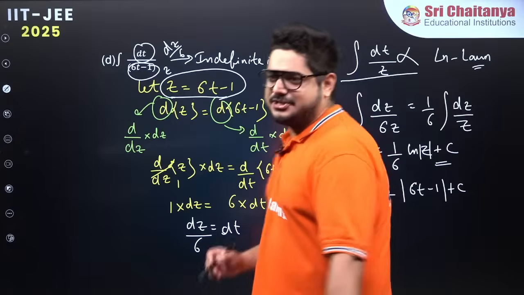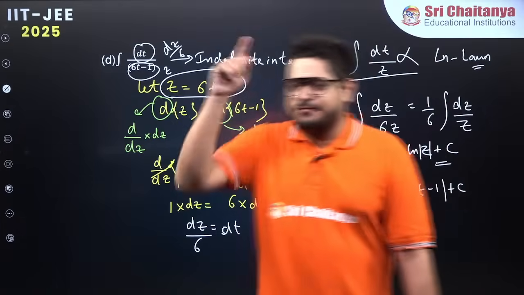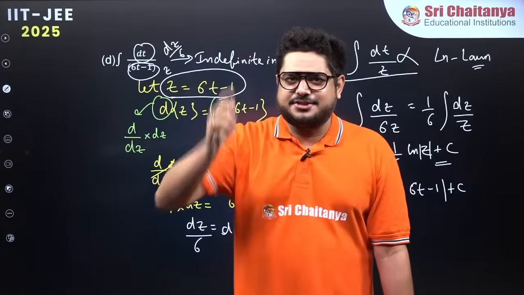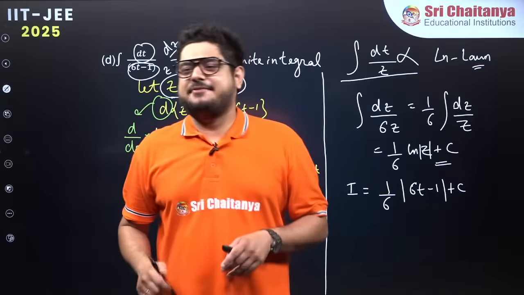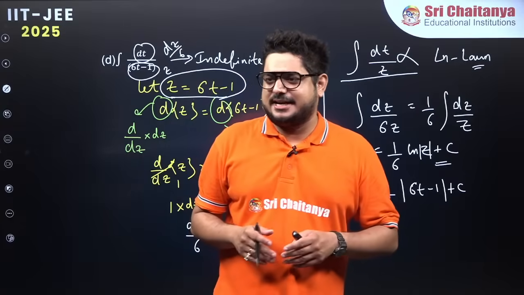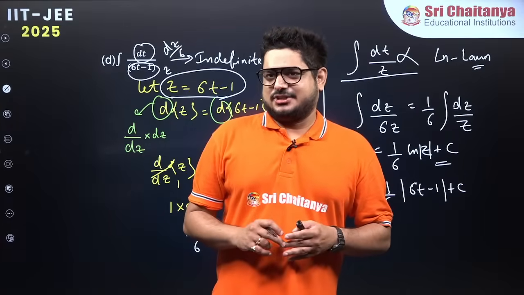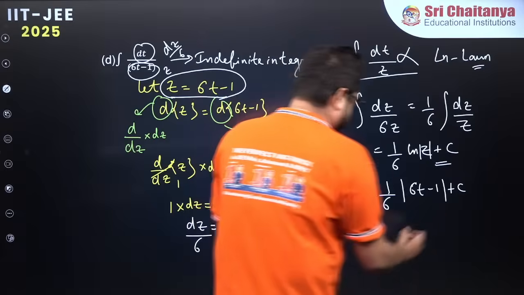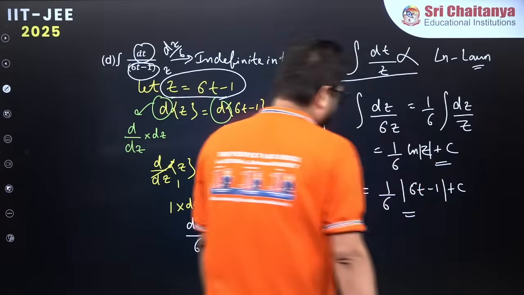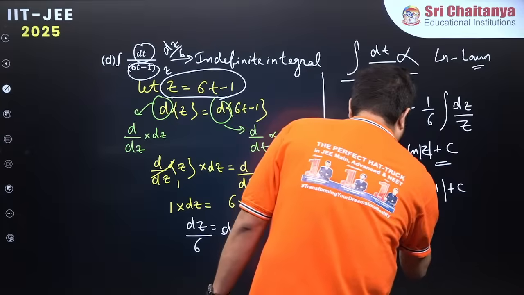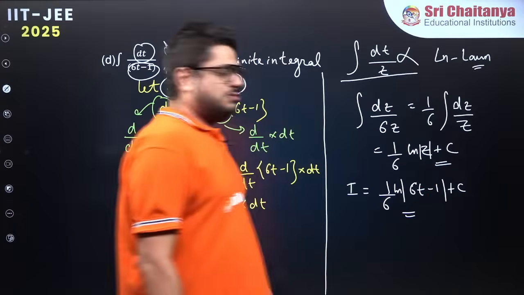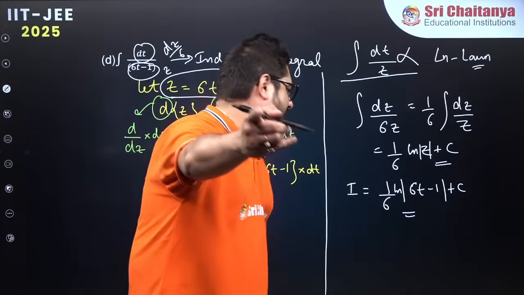Because I've already mentioned that ln of any function, that function should be having a positive value, isn't it? Yes or no? So this is the answer to the question. And don't forget the ln.